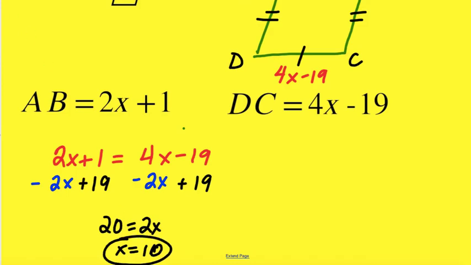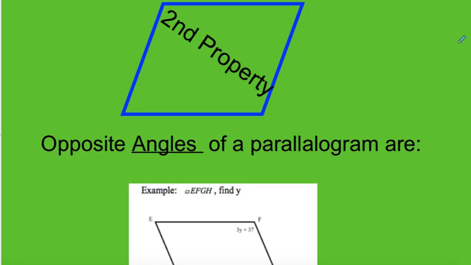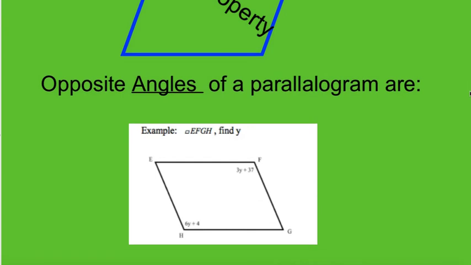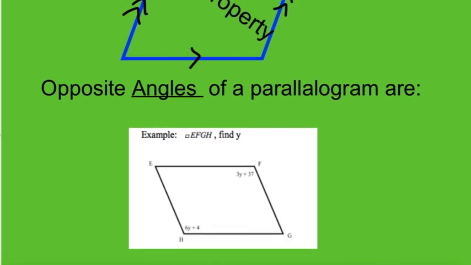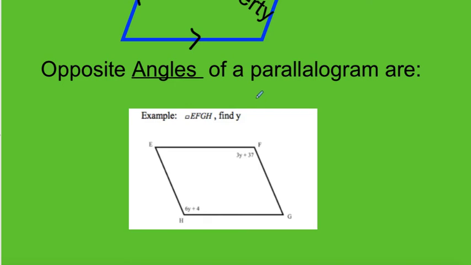All right, let's look at property number 2. The second property of a parallelogram. Remember, a parallelogram is a four-sided polygon, a quadrilateral with opposite sides parallel. Opposite angles of a parallelogram are, you guessed it, congruent. Okay, opposite angles are congruent. So in this case, I know that E is congruent to G and H is congruent to F.